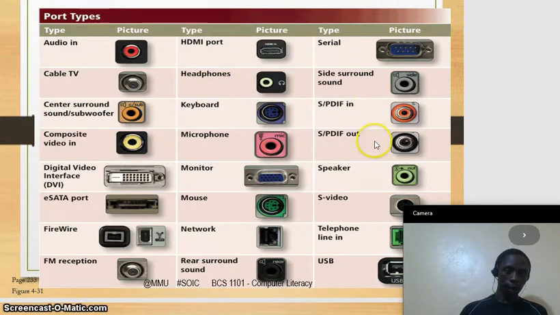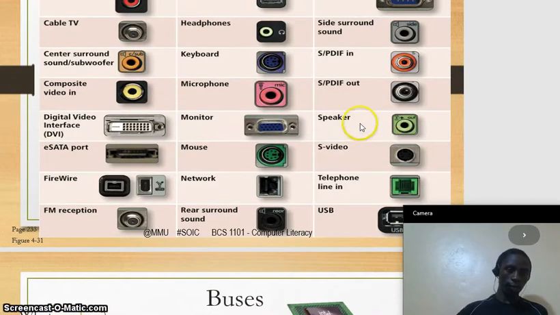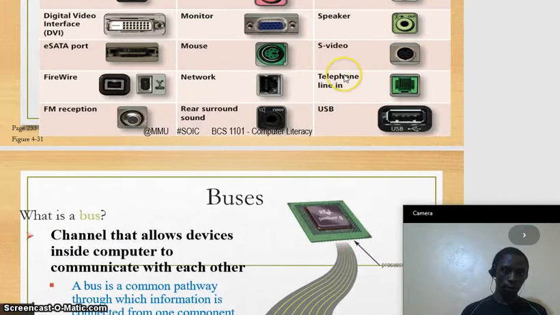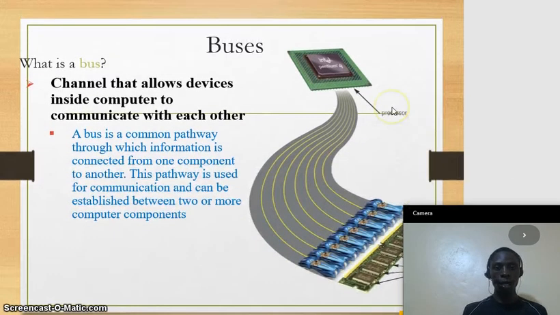Plus many more ports that you would find, like this one is for the speaker. We have the S-video port, and many other ports, not forgetting the USB port. Okay, so the buses are also other components in the systems unit. So we need to know what a bus is. It is a channel, like you're seeing here in the description. It is like a path.